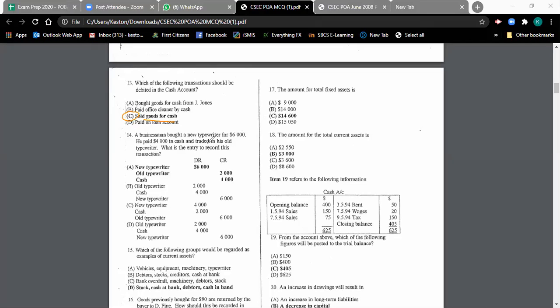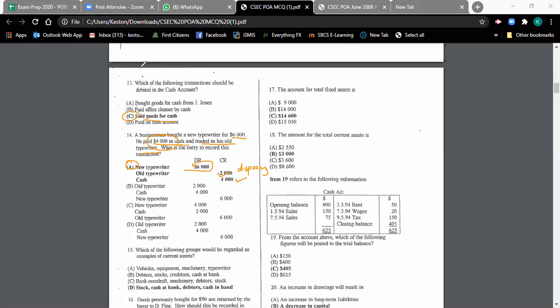14. A businessman bought a new typewriter for $6,000. He paid $4,000 in cash for it, traded in his old typewriter. What is the entry? How much is he going to be trading in the old typewriter for? Yep, A. $2,000, right? Because he's paying cash 4,000, right? So credit cash, and I have to credit the old typewriter, disposing of an asset, right? The typewriter is 6,000, so A is correct.